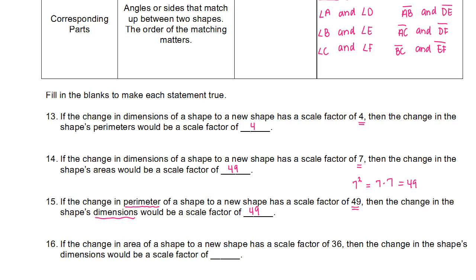Number 16, last one. If the change in area of a shape to a new shape has a scale factor of 36, so now we're talking about the area, then the change in the shape's dimensions would be a scale factor of. So we don't want to multiply 36 times itself. We want to figure out what number was multiplied by itself to get 36. And of course, that would be 6 times 6. So that means if the dimensions had a scale factor of 6, 6 times the original, then the area would be 36 times the original, 6 squared, or 6 times 6.